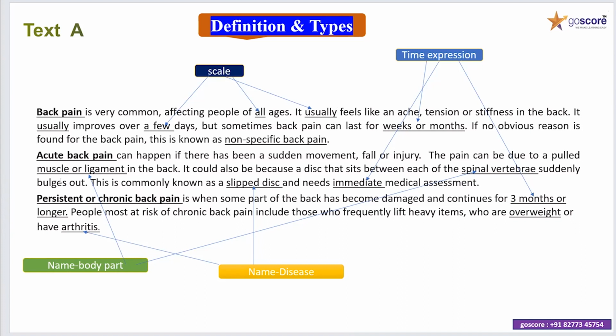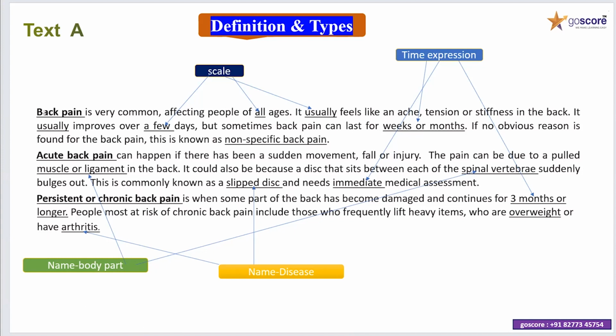Then here, acute back pain, then muscle and ligament, again body part, spinal vertebra, again, then slipped disc, name of the disease, immediate. Okay, again time expression. Then persistent or chronic back pain, that is the subtitle here, right? Then 3 months or longer, again time expression. Then here overweight or have arthritis. So arthritis is again a disease.